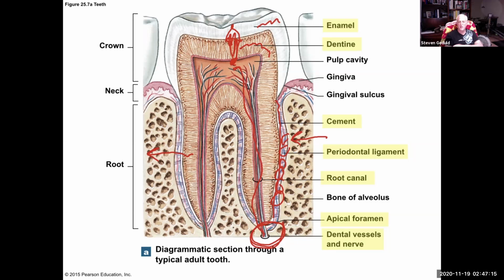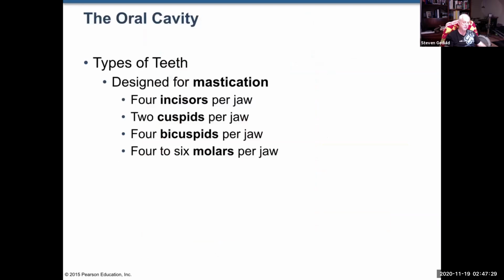You can see the root canal, the alveolar bone, the apical foramen, and this is where the nerves and the blood vessels enter at the apical foramen down here on the bottom of the tooth. And depending on what tooth it is, depends how many roots it has. Teeth are designed to chew with. There's four incisors, there's two cuspids, there's four bicuspids, and there's four to six molars per every arch.